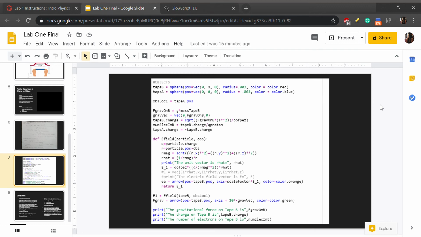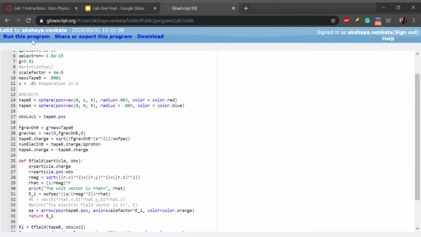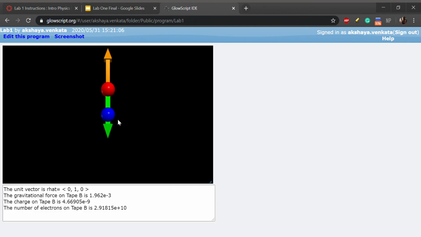And I calculated the gravitational force on tape B and the electric force on tape B using the electric field created by tape A onto tape B. And if we jump over to the code real quick and we run it, we can see that this green arrow here represents the gravitational force on tape B, and then this orange arrow here is the electric force on tape B by tape A. So B is represented by the red particle and A is represented by this blue particle, and then we can see that the values here agree with the values I manually calculated.